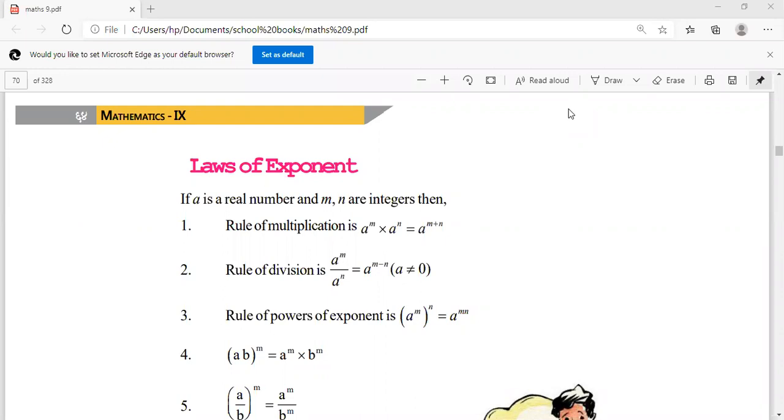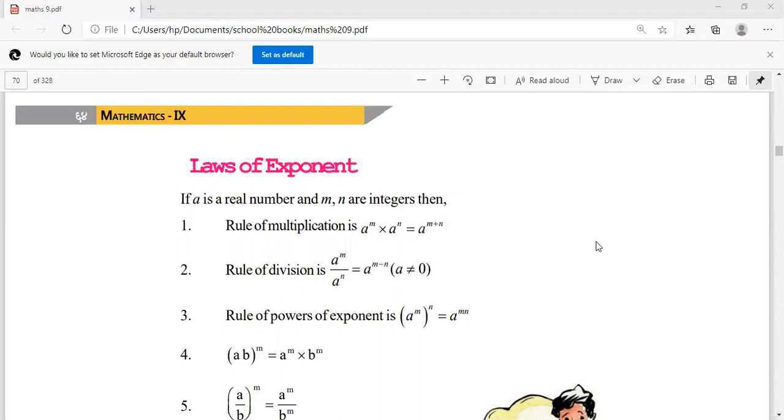So first of all, let me tell you that in your previous classes you would have learned about exponents. You have already learned about exponents, the rules which are used there, the laws of exponents. You know those laws very well. But just for your revision, I'm going to let you know this once again. I'll be telling you a few of the formulas from there.